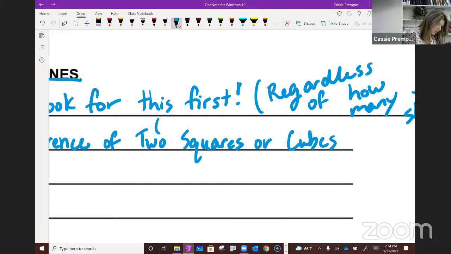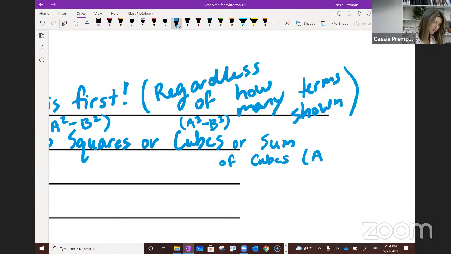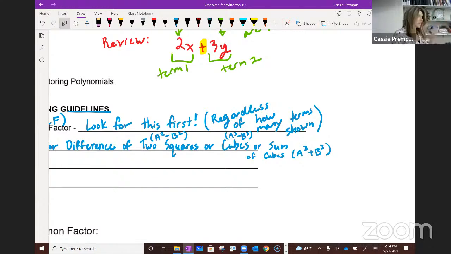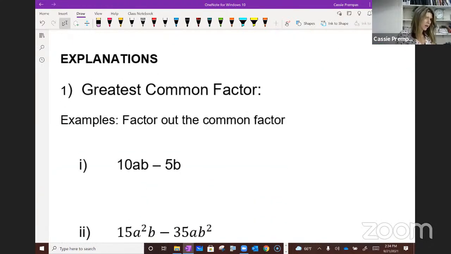Those of you who prefer to see it just as variables, this one would be a squared minus b squared. This one would be a cubed minus b cubed. And then I'm going to say, or the sum of two cubes. Because although there's no rule for the sum of two squares, there is a rule for the sum of two cubes. Those two pieces we're going to focus on today. On block day after the quiz, we'll come together and talk about what to do if you have 3 terms or 4 terms. So let's start with taking out a greatest common factor.